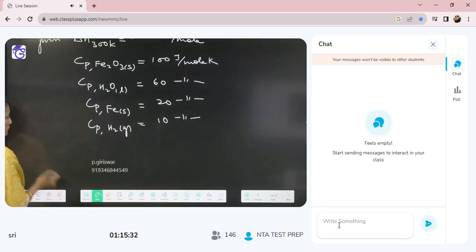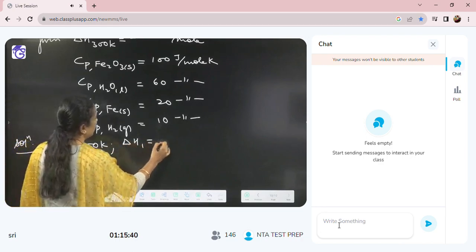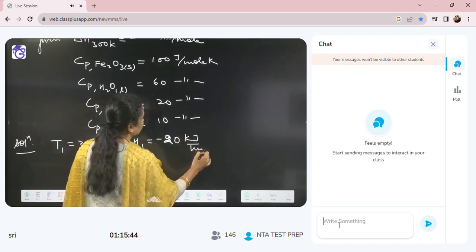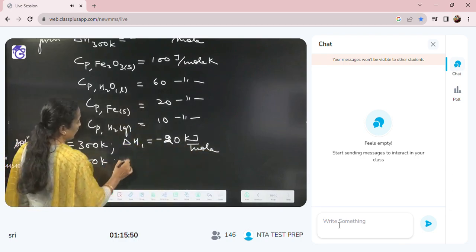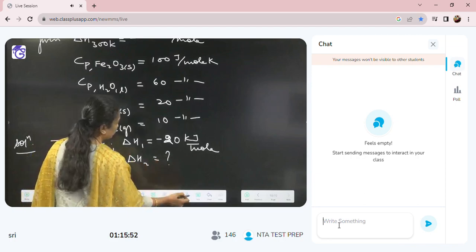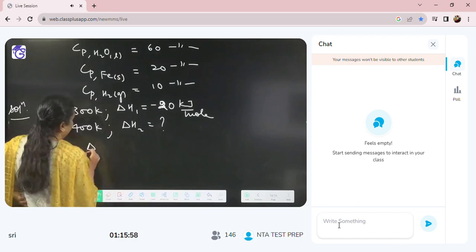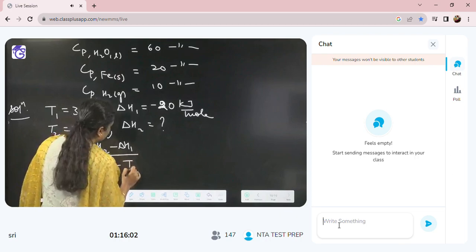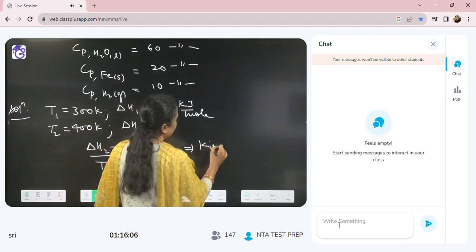Now here I will give you a hint. T1 is 300 Kelvin. At this temperature delta H1 is given to you, which is minus 20 kilojoule per mole. At T2, which is 400 Kelvin, they have asked you to find out the delta H2 value. And here you must understand one thing: (delta H2 minus delta H1) upon (T2 minus T1) is equal to delta Cp. This is only your Kirchhoff's equation.